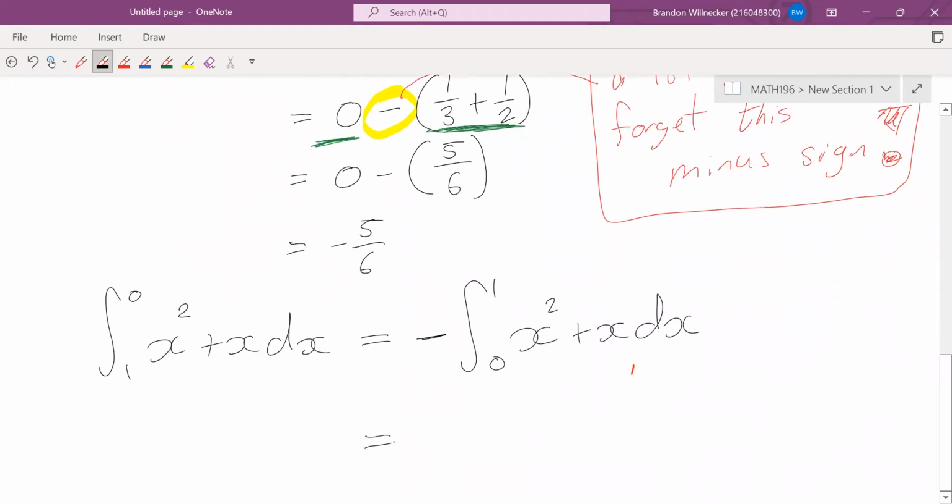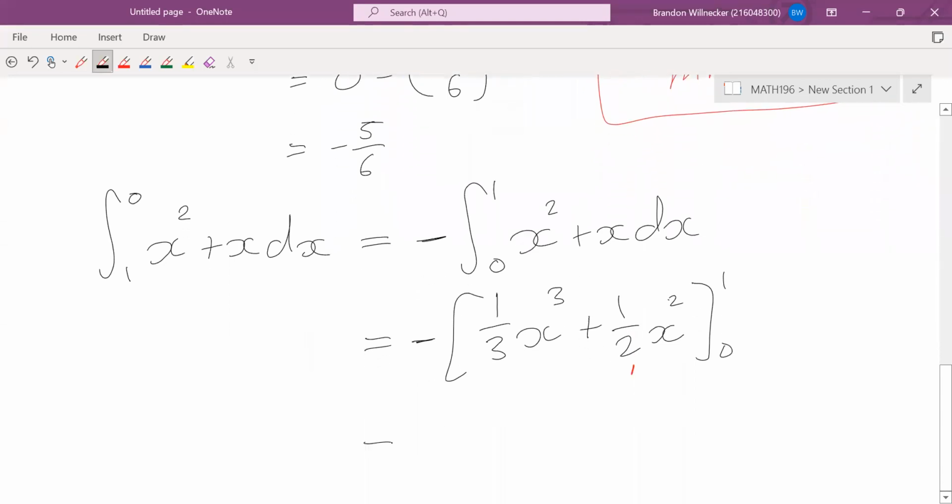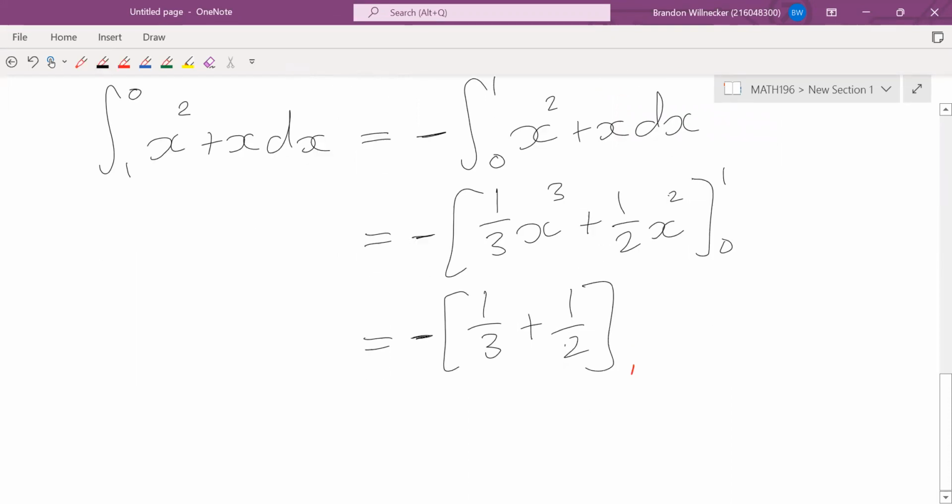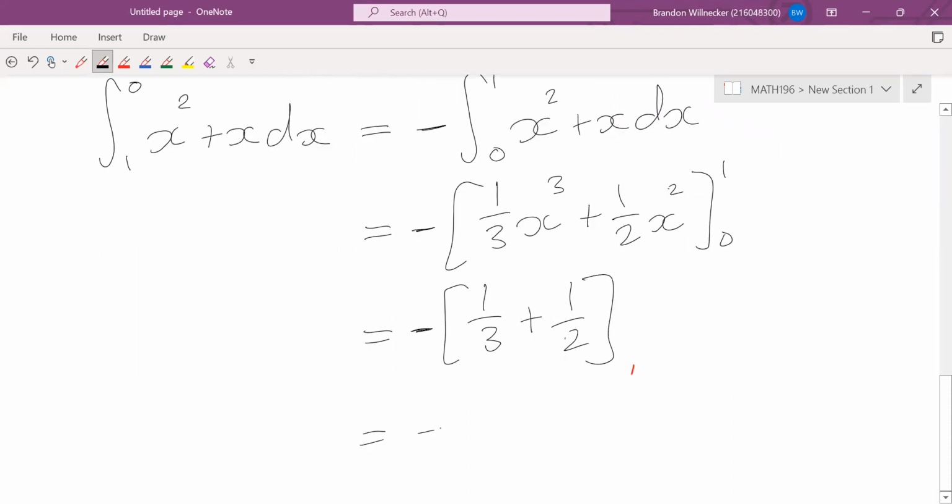Okay, so now let's do this. We still keep the minus there. Minus 1/3 x cubed plus 1/2 x squared from 0 to 1 equals, still got that minus there, don't forget that. So I'm going to have 1/3 plus 1/2. If I put in 0, I'm just going to get 0, so I can just leave it like that. And that's going to be minus. So we're going to have 2 plus 3, that's 5/6.